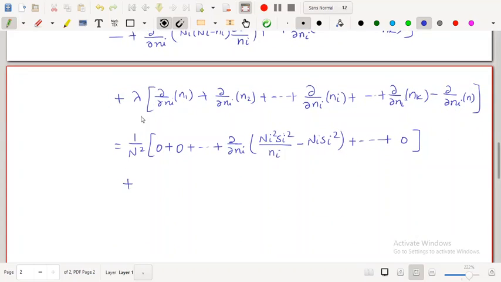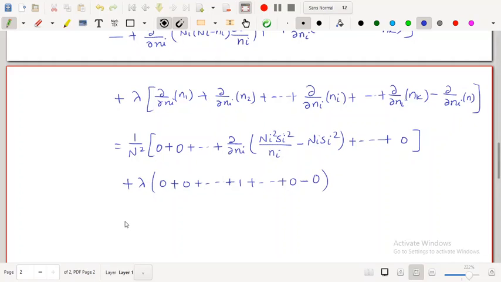Plus lambda into, now the derivative of this n1 with respect to ni will be 0 because n1 is constant. Here also it is 0. So all other terms are 0. Only here it will be 1. So the derivative of this will be 1, plus up to 0. And here also there is no ni. So this n is constant with respect to this derivative. So this will be 0.